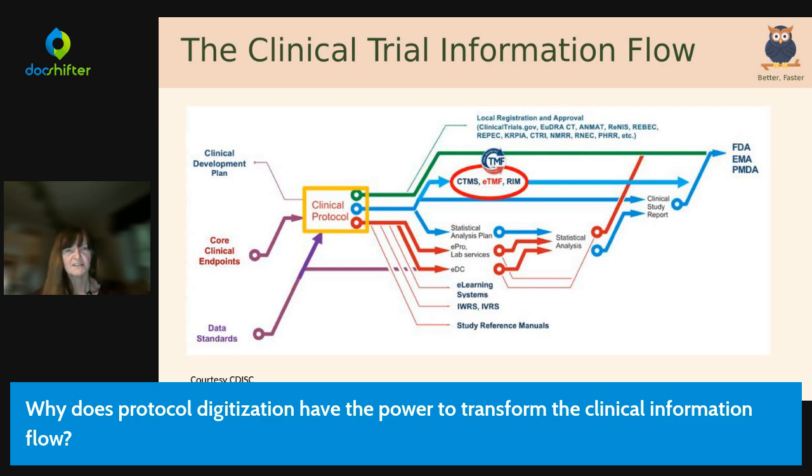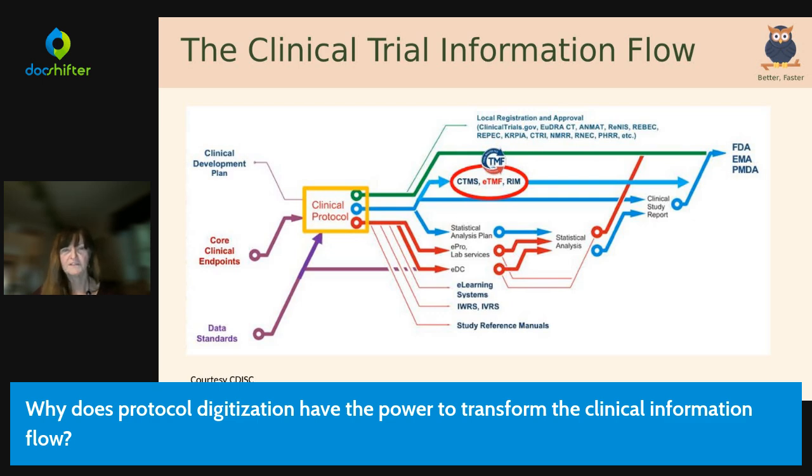So CTMS can be structured because we know more about the trial digitally. eTMF can be structured, and we can even drive what information we need in the eTMF based on the details of the trial. Is this a randomized trial? Then we need a randomization plan. Is it a blinded trial? Then we need an unblinding procedure, and many other things.